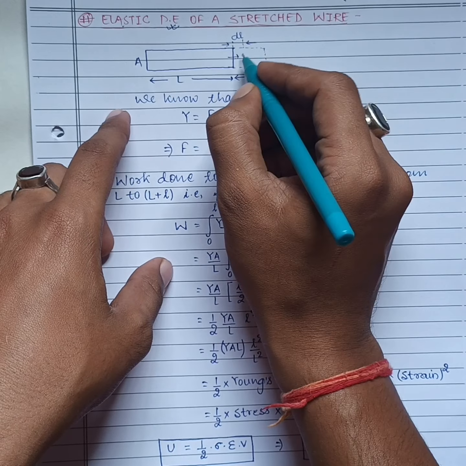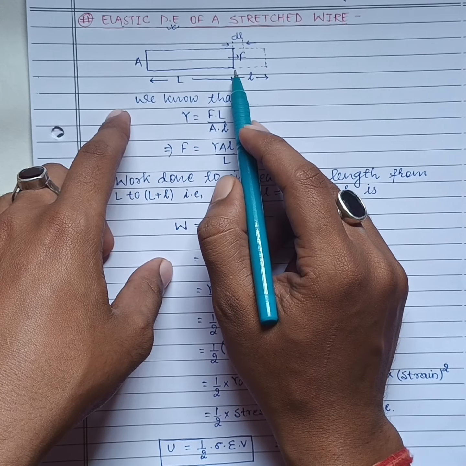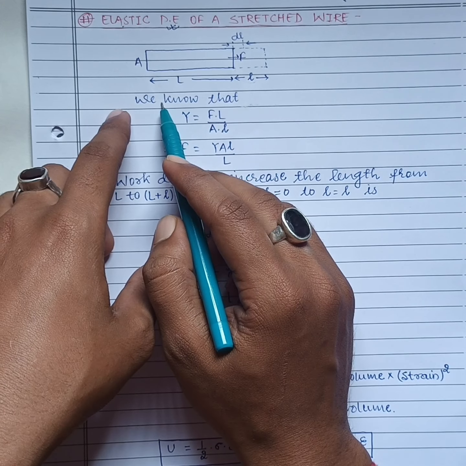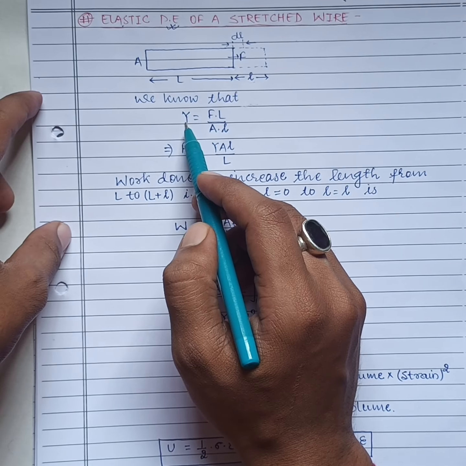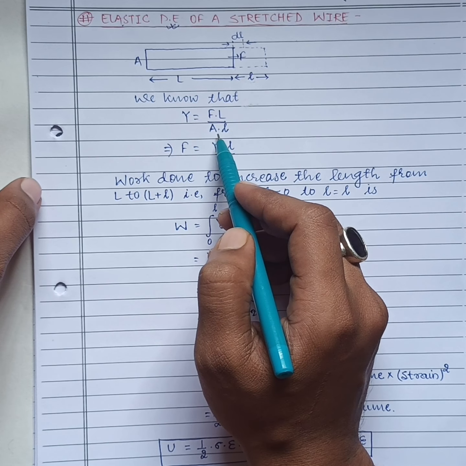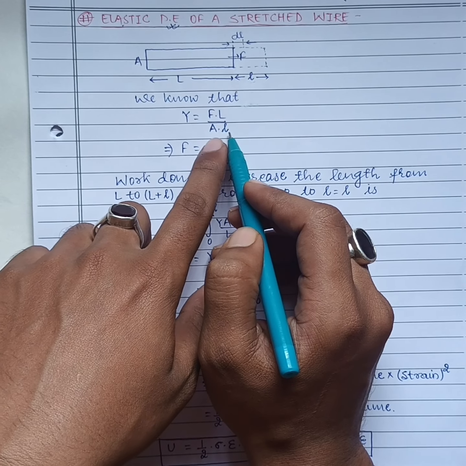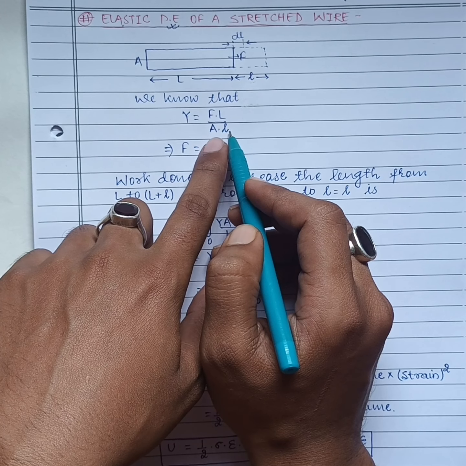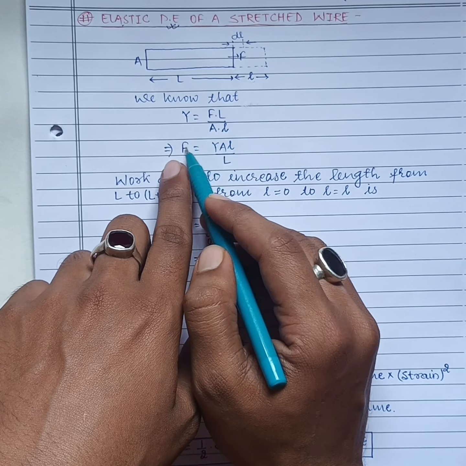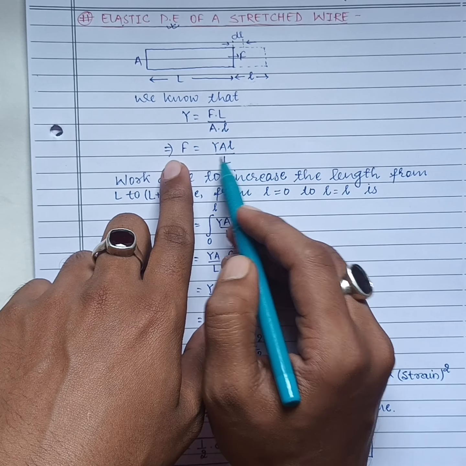When we apply the deforming force, let us consider the length is increased by small l. Here we already know from Young's modulus, Y equals force multiplied by original length divided by area of cross section multiplied by the change in the length after applying the deforming force. So from here we can consider force F is equal to Y A l divided by capital L.